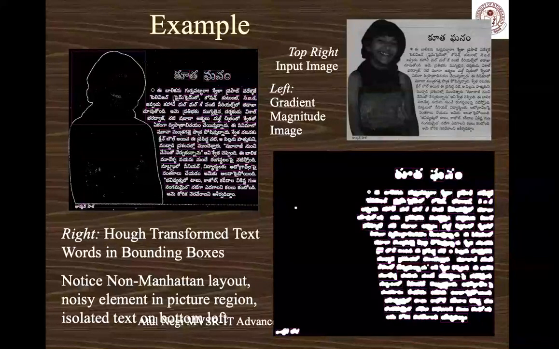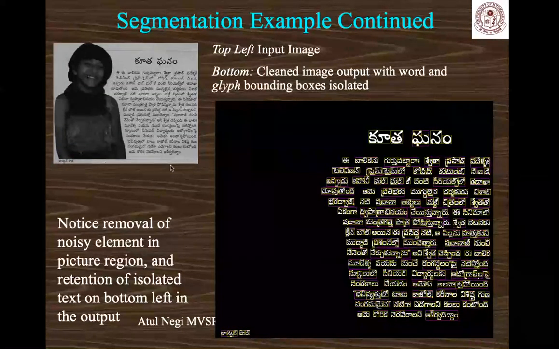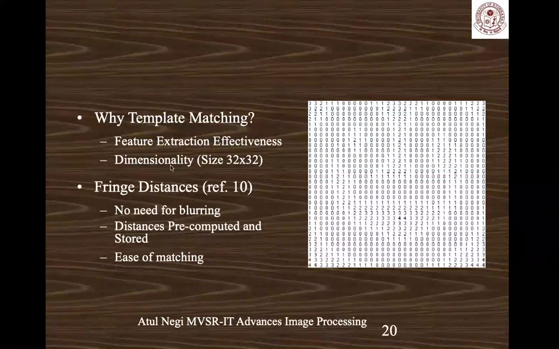Okay, so we have identified all the text, and this text is then recognized, after noise removal etc. Okay. And how do we do recognition? One of the methods for recognition is that we have built a recognizer which is based upon template matching, and the feature is the fringe distances. Okay, so the fringe distances allow us to compute that.